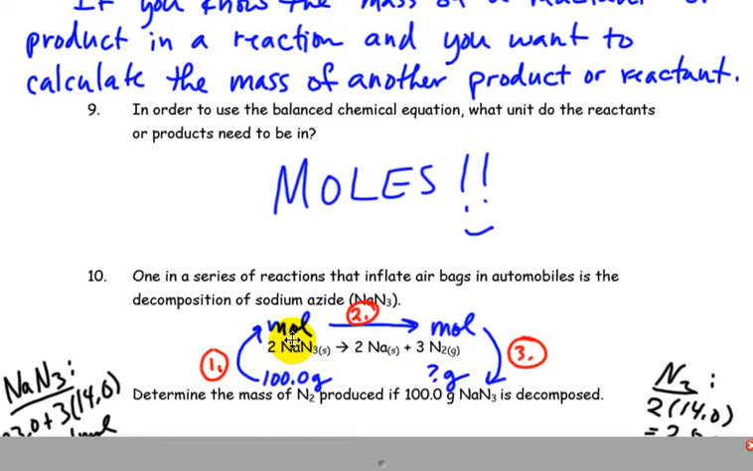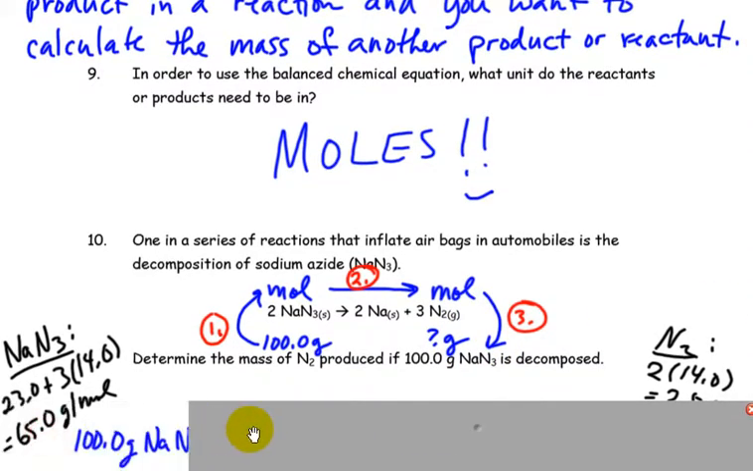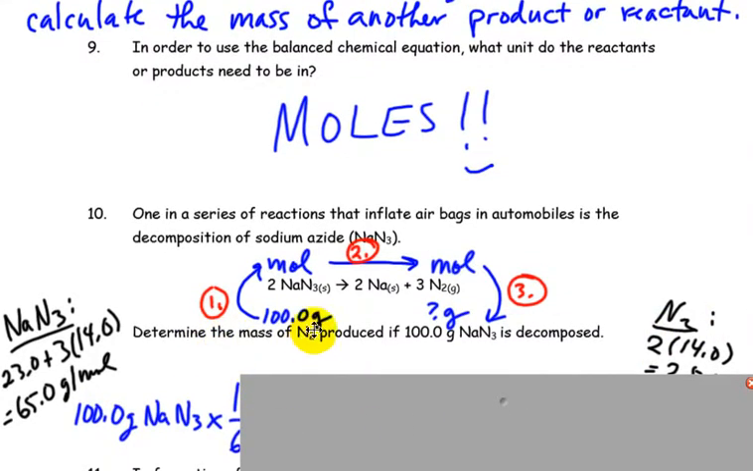So to go from one substance to another, it's a mole to mole conversion, 2 to 3. We have to have our substance in moles. First step, grams to moles, second step, moles to moles, third step, moles back to mass. So starting off here, gang, 100 grams of NaN3.